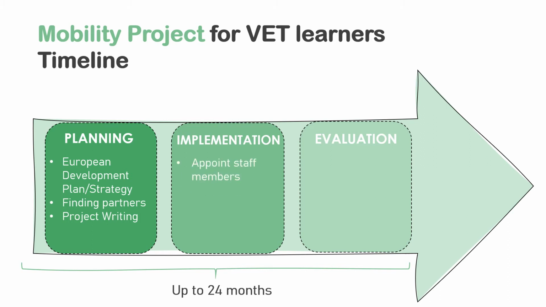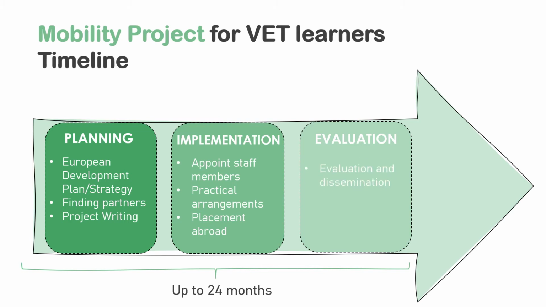The school will appoint specific staff members to carry out all the practical arrangements, such as selection and preparation of students, travel arrangements, etc. Have in mind that one project can consist of several different mobility flows, not just one. Only after all these stepping stones have been passed will the actual mobility flow take place. After each mobility flow is completed, the evaluation phase takes place.